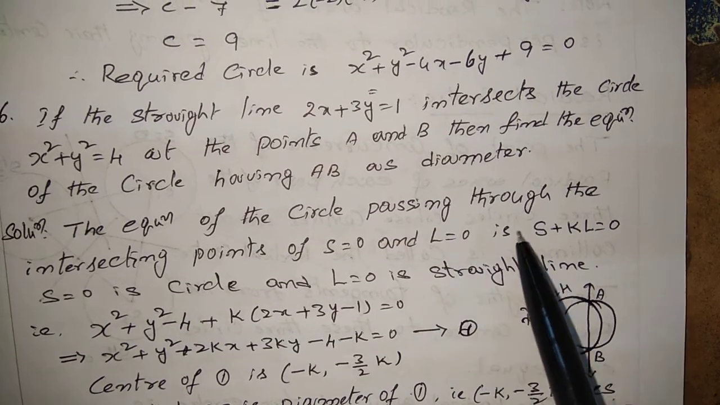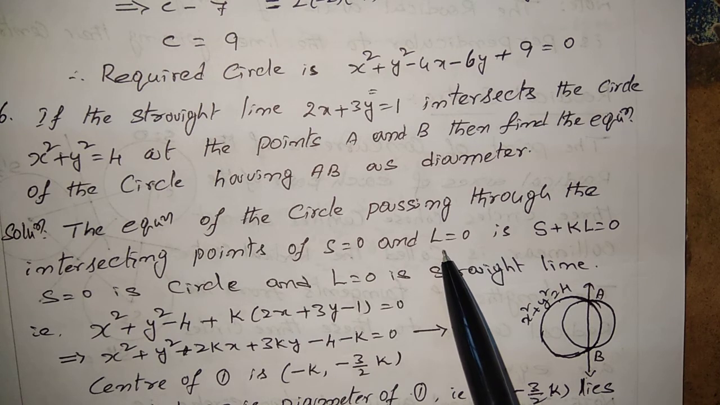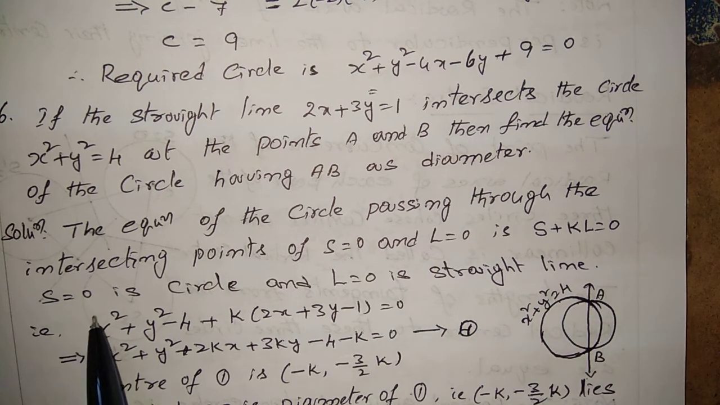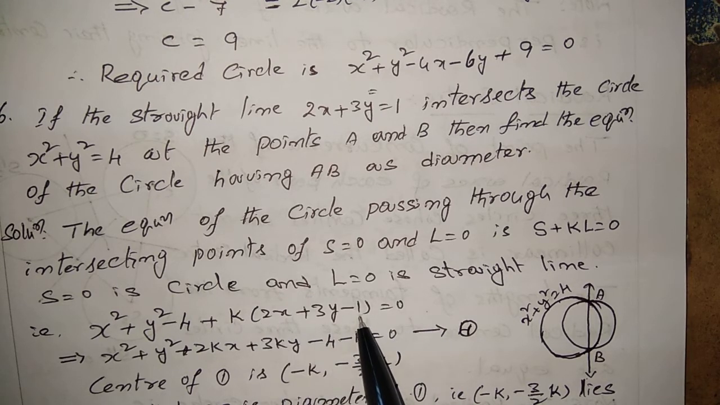The equation of the circle passing through the intersecting points of S is equal to 0 and the line L is equal to 0 is S plus KL is equal to 0. S is equal to 0 is the circle equation, L is equal to 0 is the straight line. That is x square plus y square minus 4 plus k into (2x plus 3y minus 1) is equal to 0. Delete this bracket and write this in the form of a circle equation. We get x square plus y square plus 2kx plus 3ky minus 4 minus k.